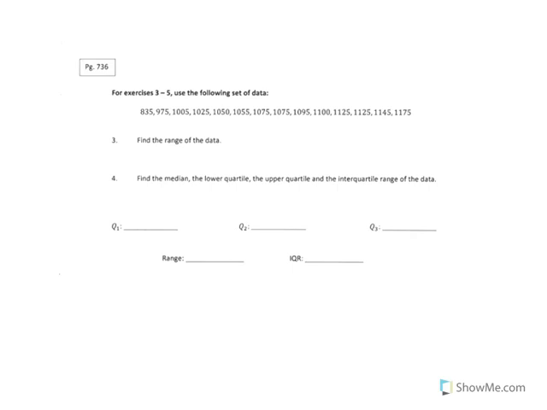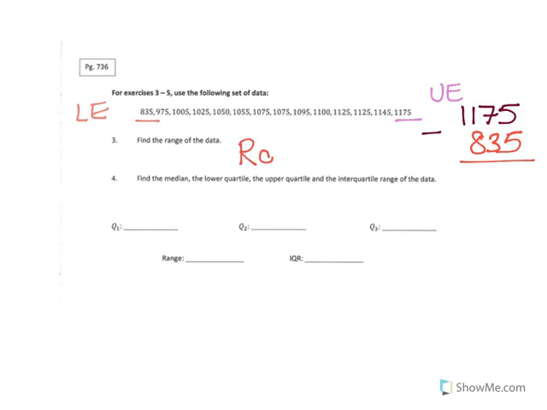Now the range is always the largest number in our list, also known as the upper extreme, minus the smallest number in our list, also known as the lower extreme. So if we take 1,175 and subtract 835, we are going to determine that the range is 340.